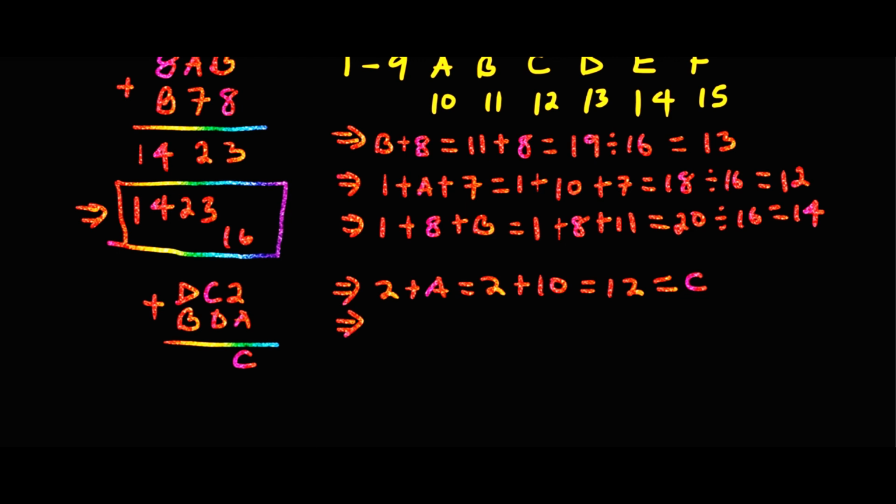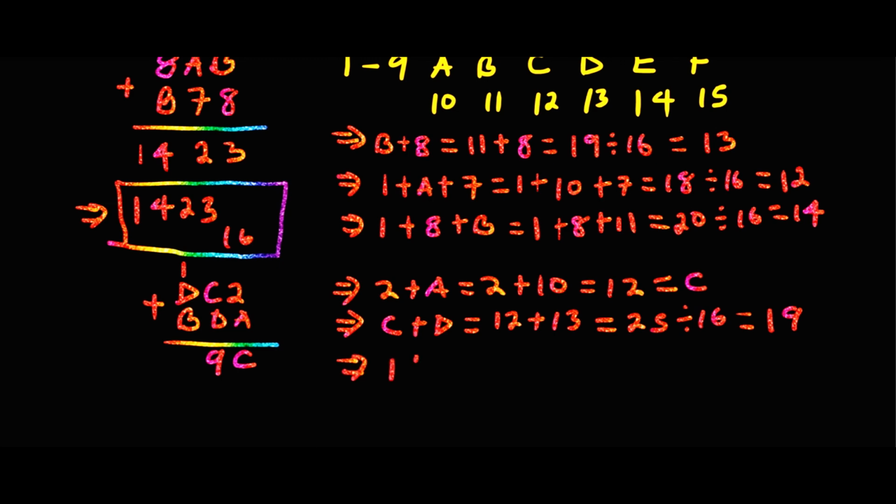Then in the next step, we have C plus D. So C is 12 and D is 13. So 13 plus 12 is 25. This is more than 16. So we divide it by the base. It goes into 25 once, and then there's a remainder of 9. So you come and write 9 and have that 1 as a carry.